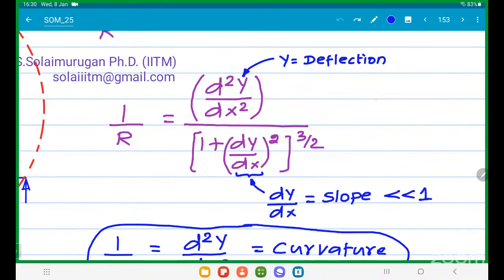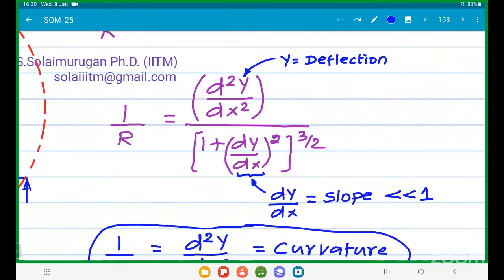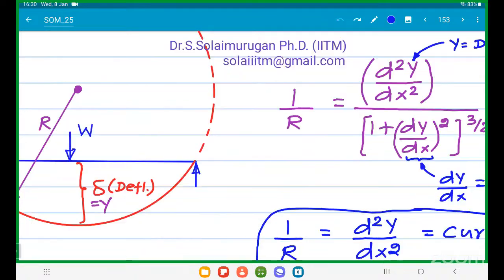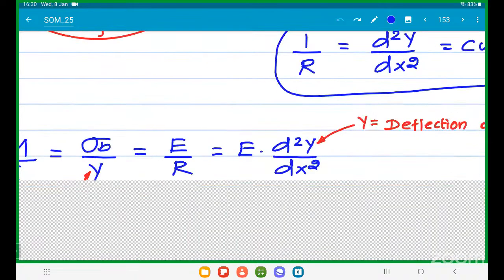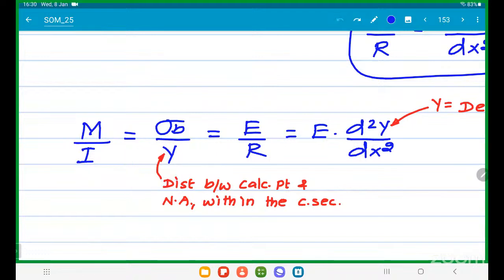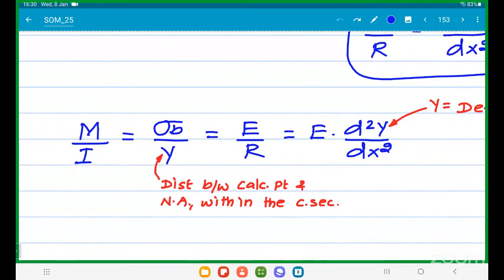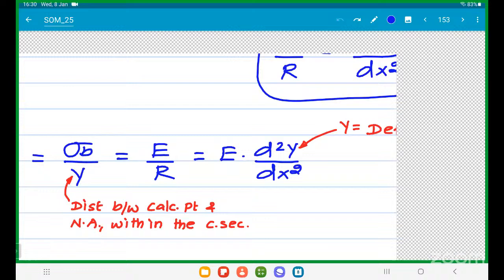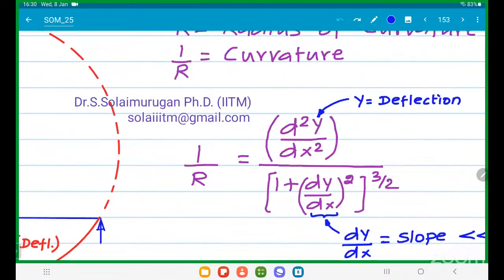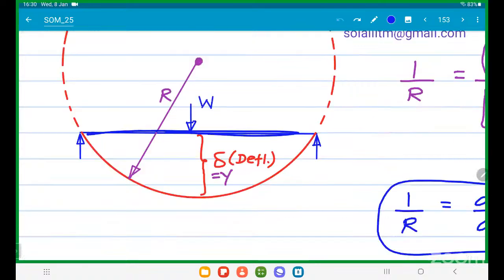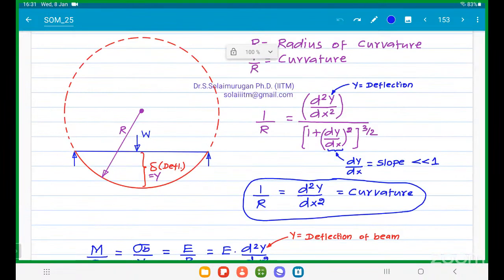Sir, what is this y? d square y by dx square. What is this y? This y is different from the original y. Originally, the first y is the distance between the calculation point and the neutral axis within the cross section. But here, this is a beam, right? This is a deflection. So this deflection, the maximum deflection, is nothing but delta or y. So this y is the deflection of the beam.